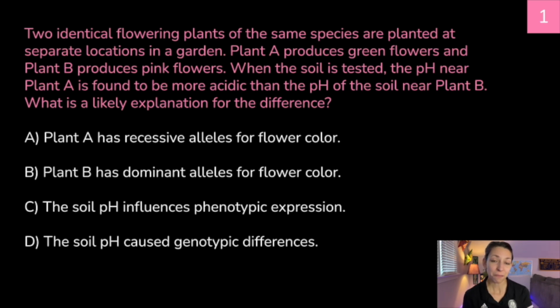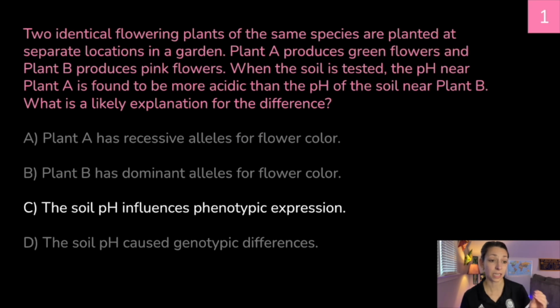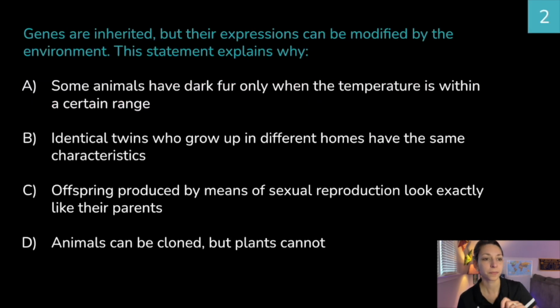Think about it, and you can pause and go ahead and mute me if you want and go through these questions at your own pace. Remember, do what is best for you in your learning process. Correct answer is C. The soil pH influences phenotypic expression. It's not changing the genotype, it's changing the expression of the phenotype.